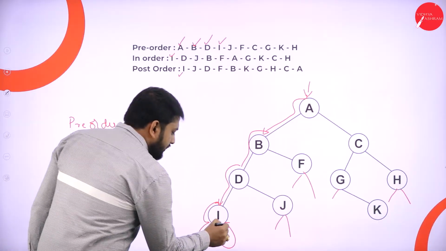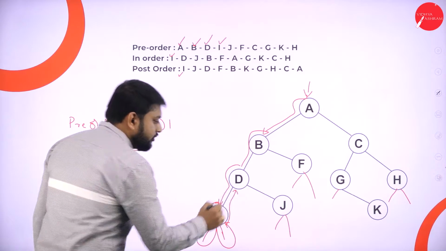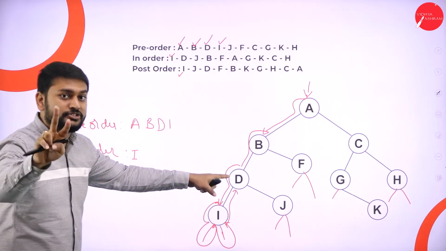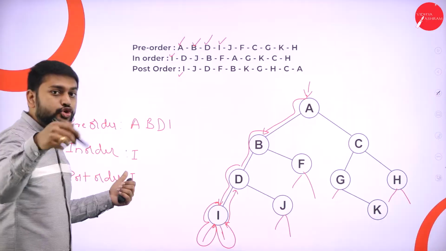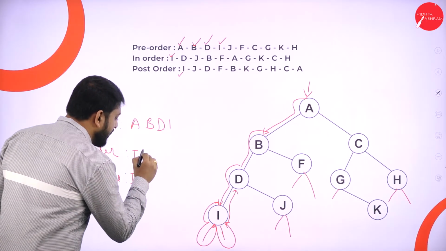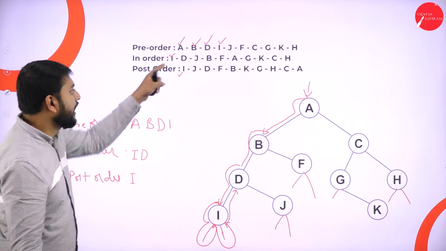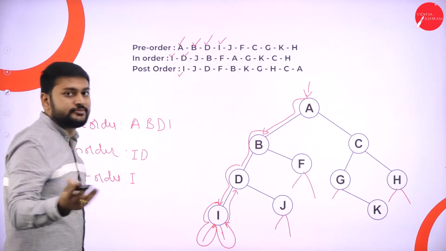So cool. Then move back to the D. You are coming to the D for the second time. Second time in the sense where you should write? You should write it in the in order. So fine, I will write D here in the in order. Do I have D here after I? Yes, my answer is correct.